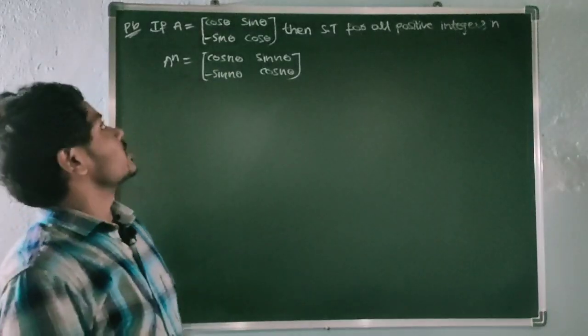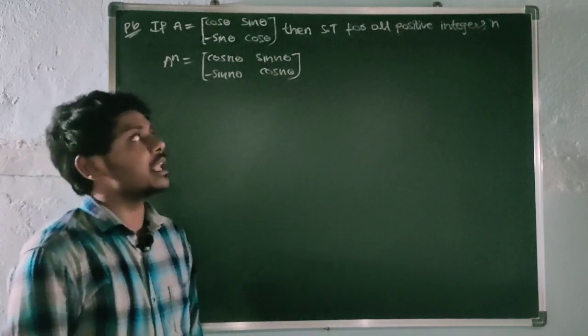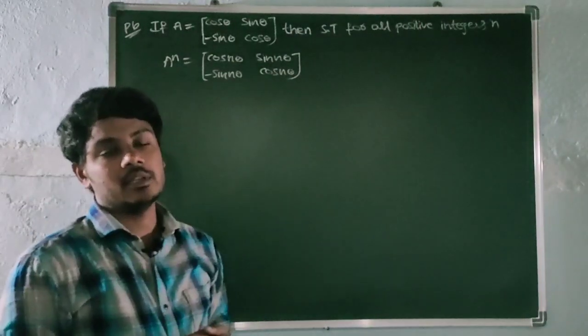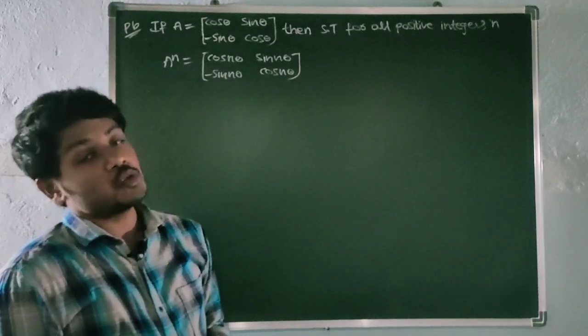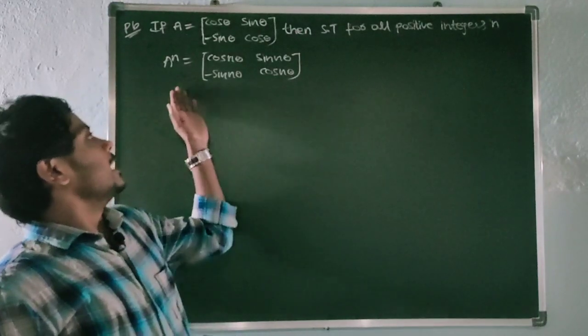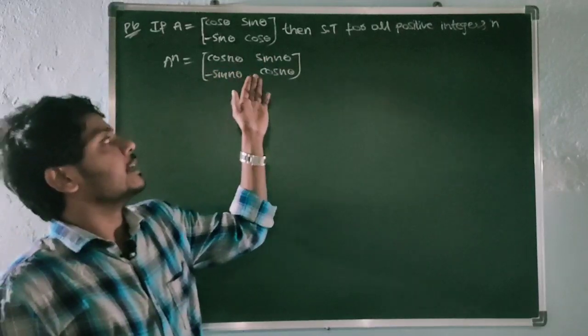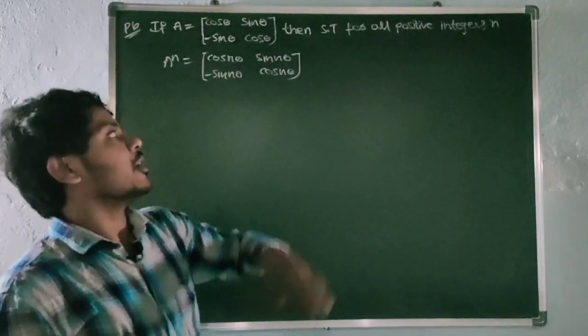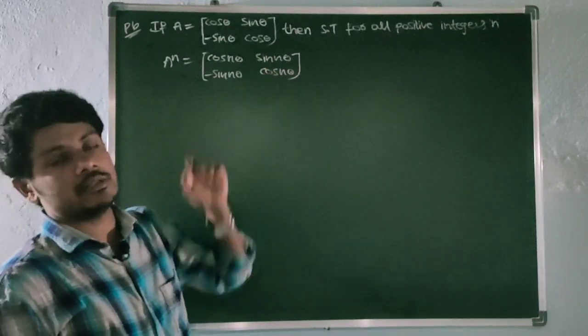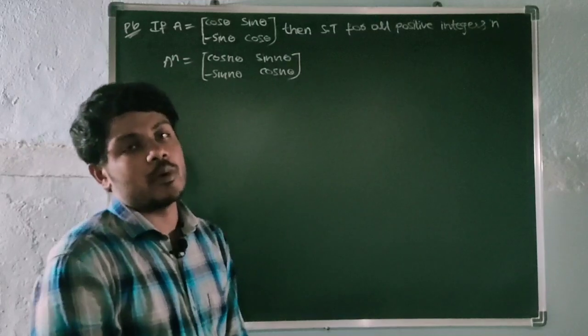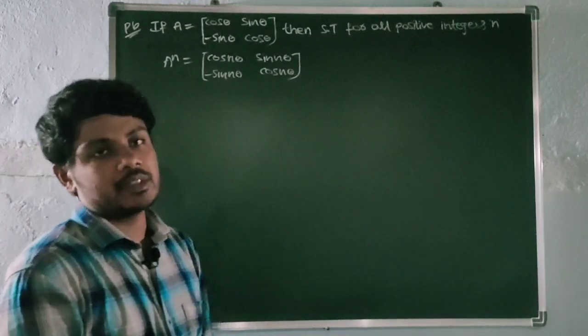So see here next question. If A is given, then show that for all positive integers n, where n belongs to N, A power n is cos n theta, sin n theta, minus sin n theta, cos n theta. So you want to prove this value. So clearly this type of problem is solved by mathematical induction.